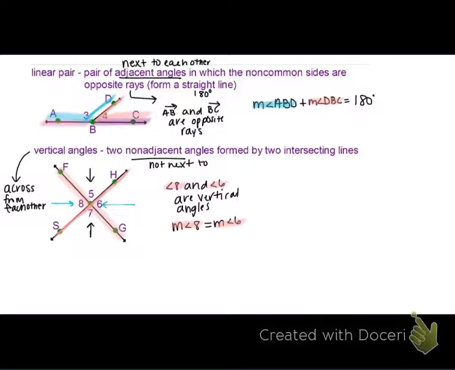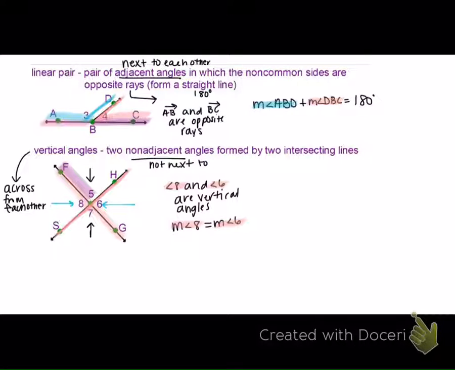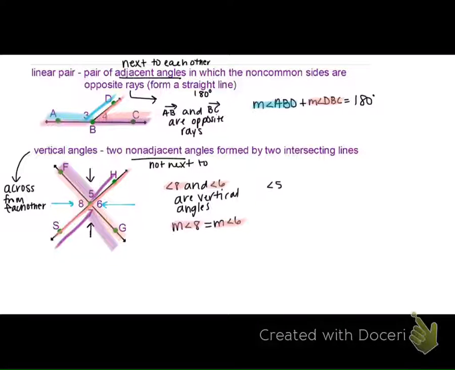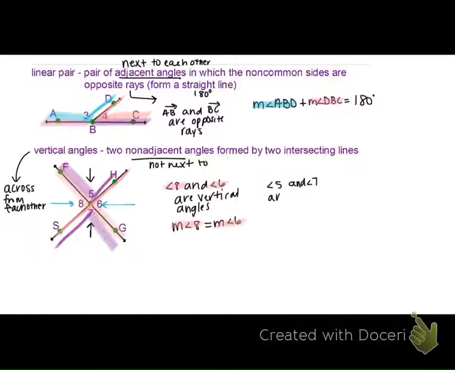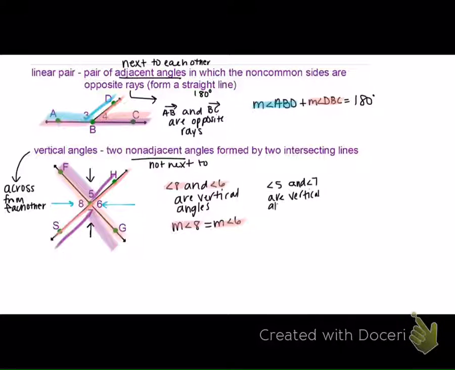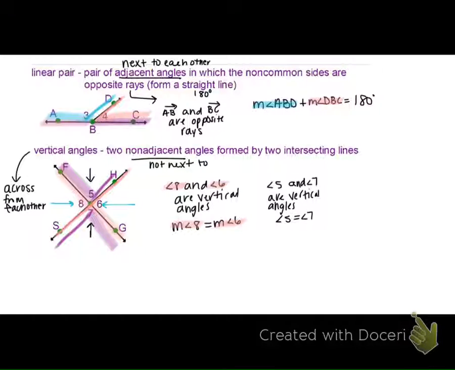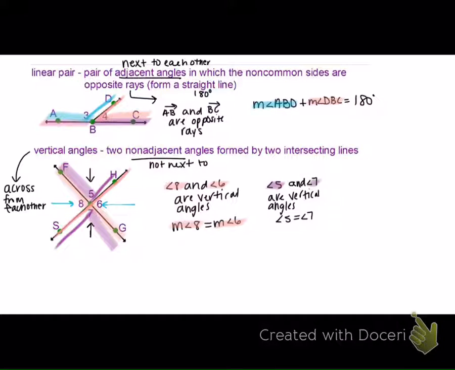The other set of vertical angles we have are angles 5 and 7. So angle 5 and angle 7 are also vertical angles. So angle 5 is equal to angle 7. Okay, so look at those and see if you have any questions for me there.